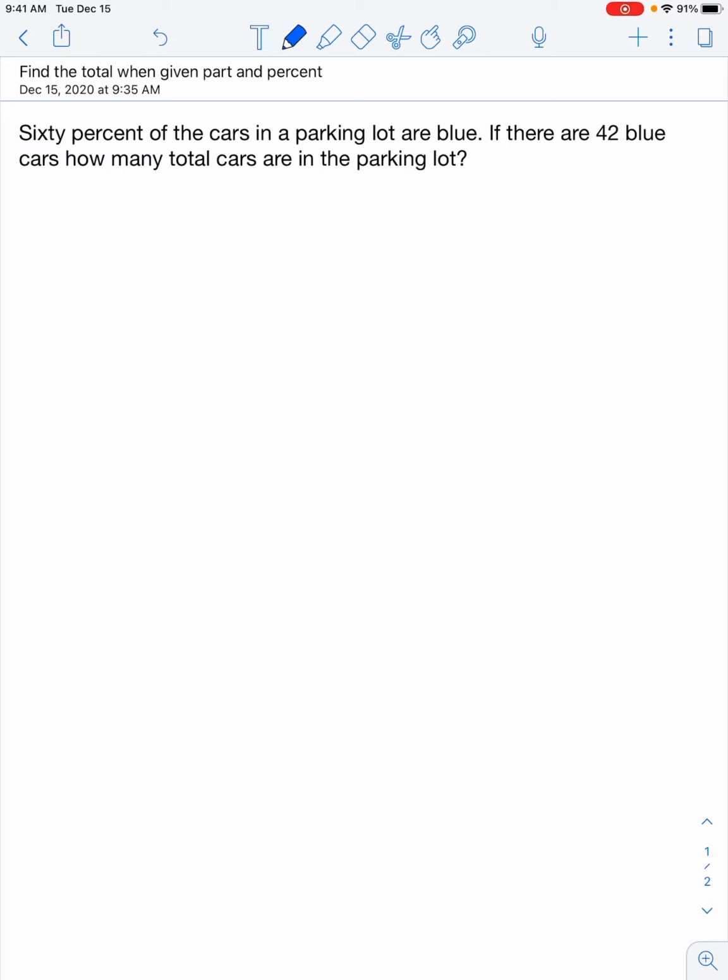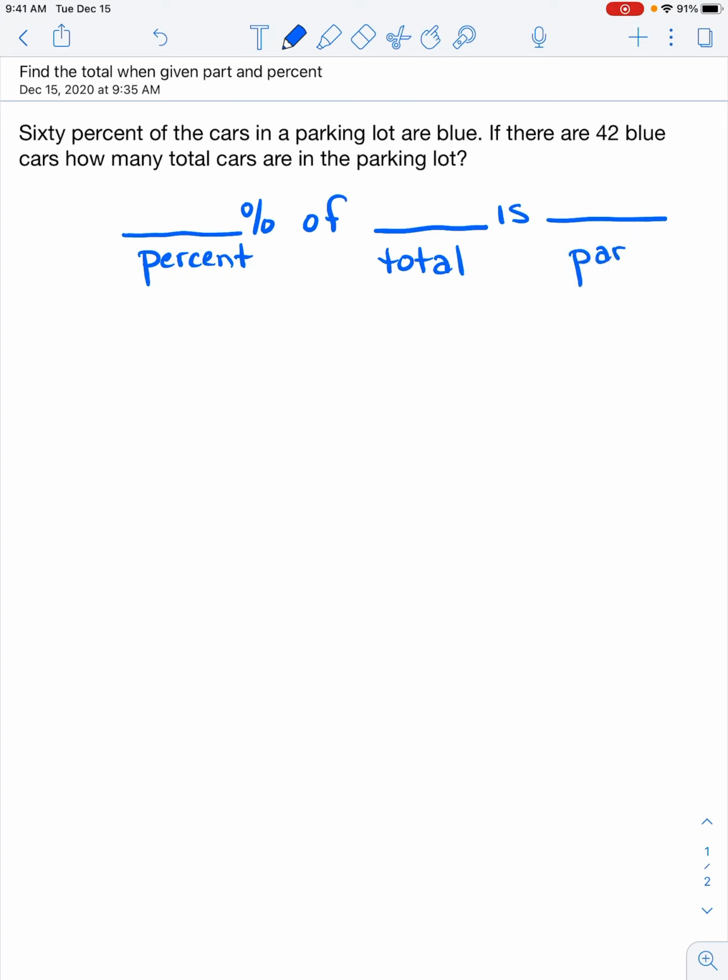And usually that sentence is blank percent of blank is blank. So this is the percent of the total is the part. Okay, so percent of the total is the part.